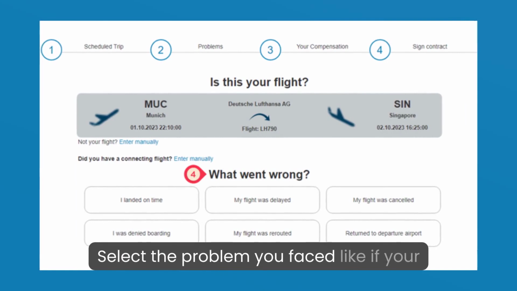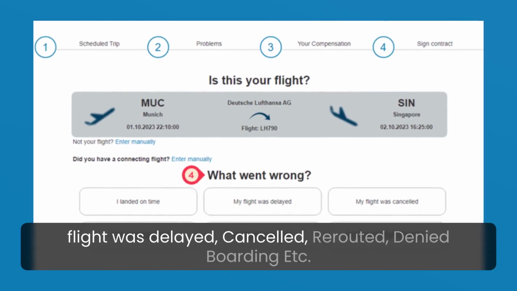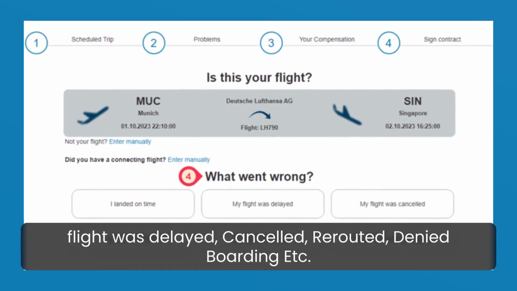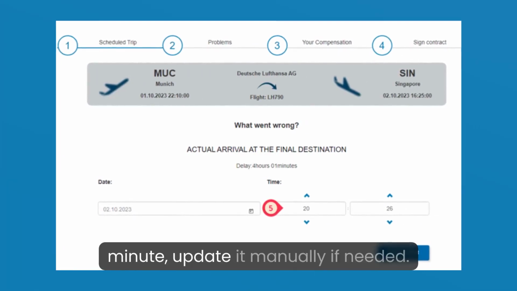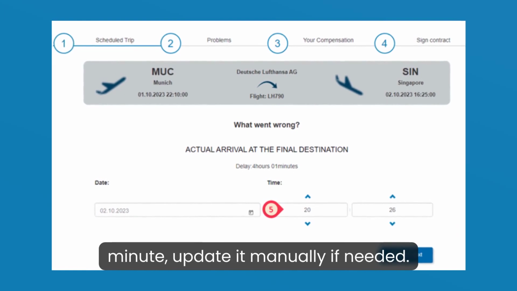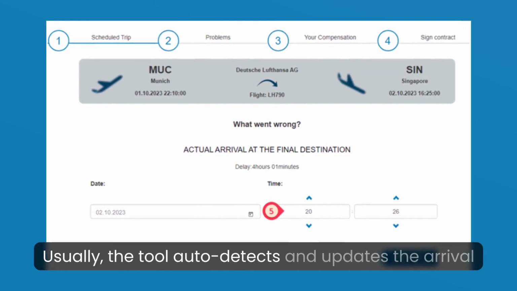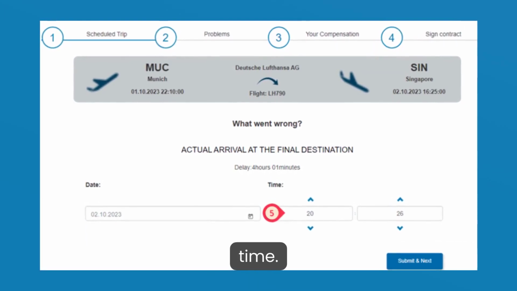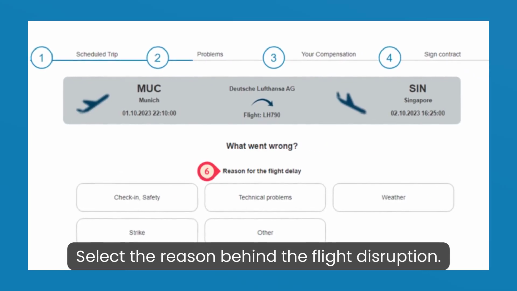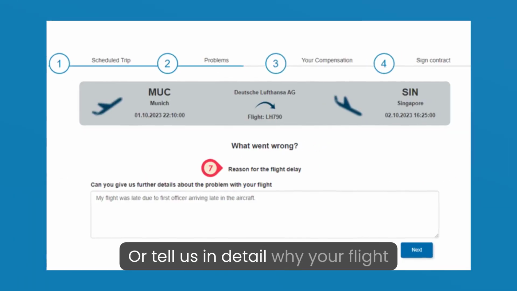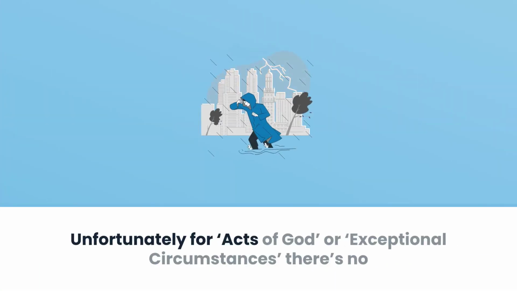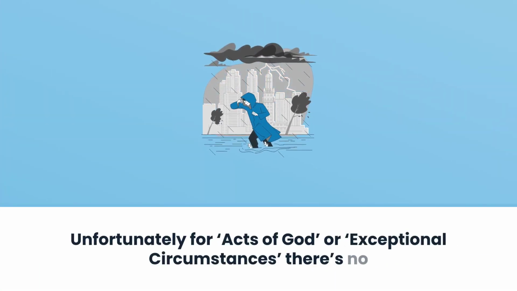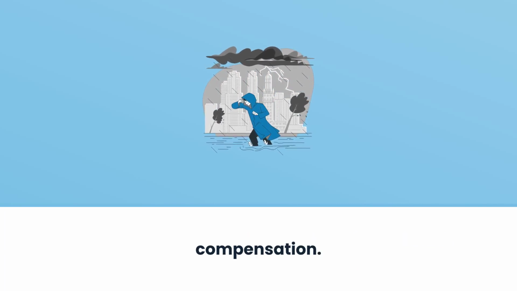Select the problem you faced, like if your flight was delayed, cancelled, rerouted, denied boarding, etc. Suppose your flight was delayed by 4 hours 1 minute, update it manually if needed. Usually, the tool auto-detects and updates the arrival time. Select the reason behind the flight disruption, or tell us in detail why your flight was delayed or cancelled. Unfortunately, for acts of God or exceptional circumstances, there's no compensation.